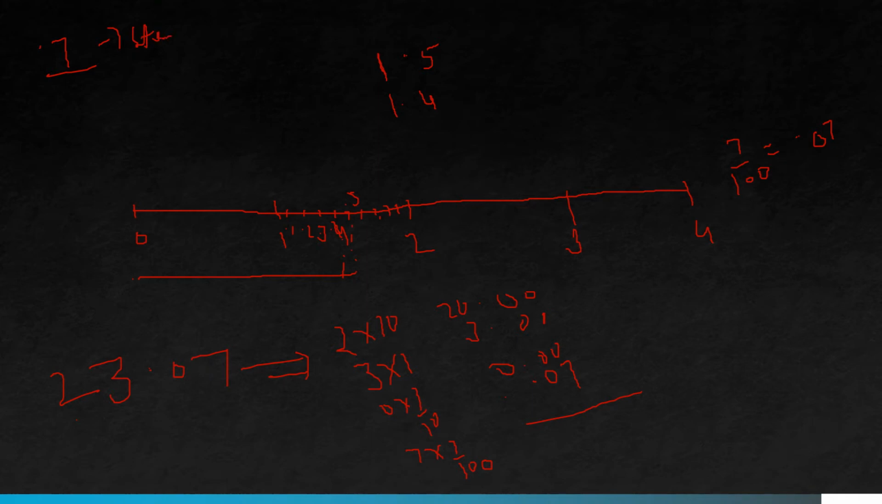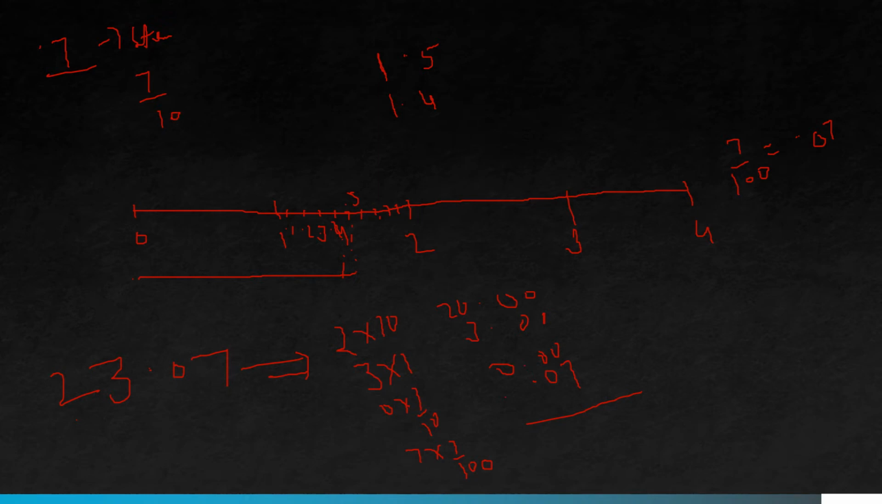And what will be the expanded form? Expanded form means writing the given decimal as the sum of fractions with denominator 1 upon 10, 1 upon 100. So what will be the expanded form for this? 7 upon 10, right?